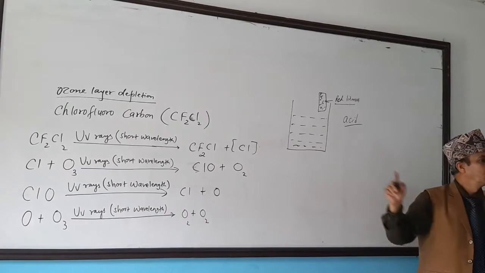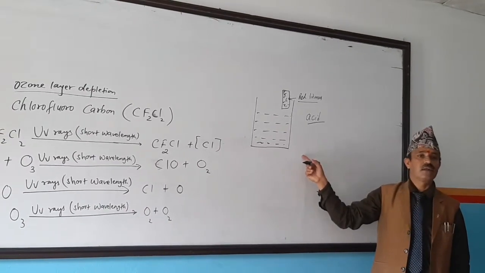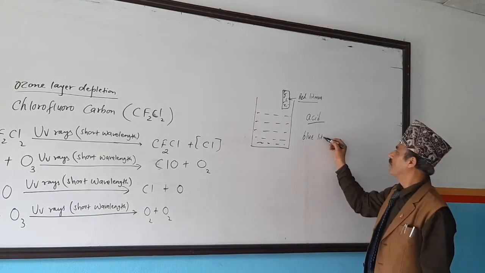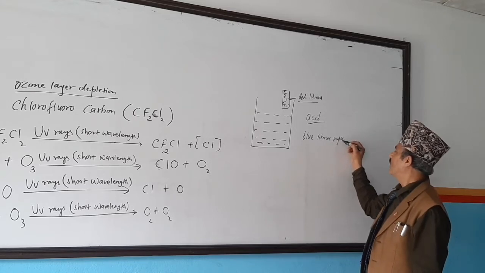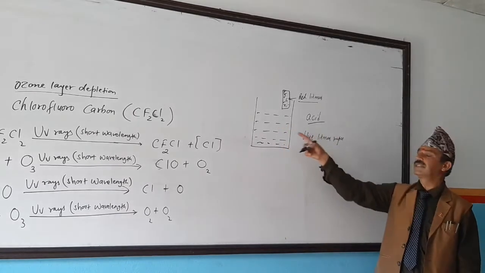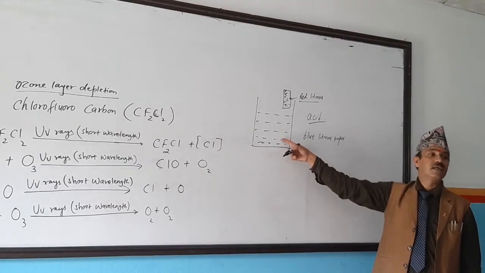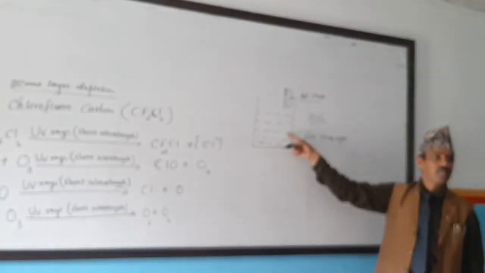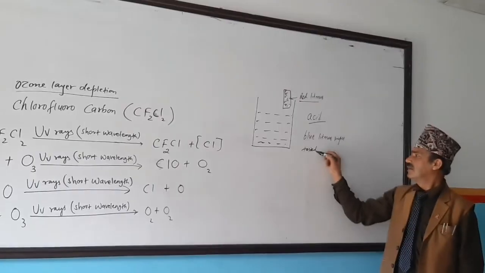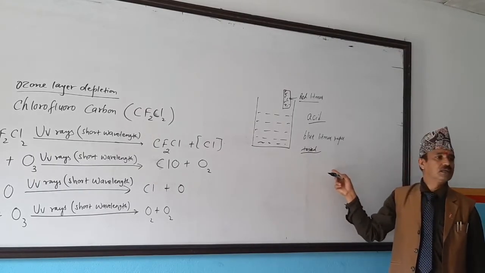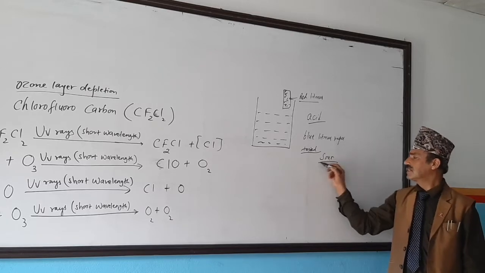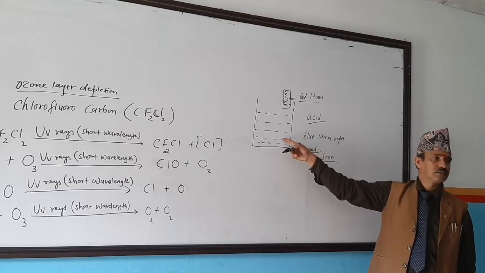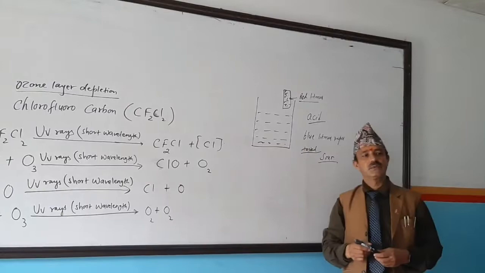Now, how to test whether it is acid or not? Take blue litmus paper and insert it here. When blue litmus paper is inserted here, the color will change into red. Then what is that? Acid. Number two, it can also be tasted. If we taste it, the taste should be sour. If the taste is sour, it is acid. If blue litmus paper changes into red, then that is also acid. Clear? So that is all.